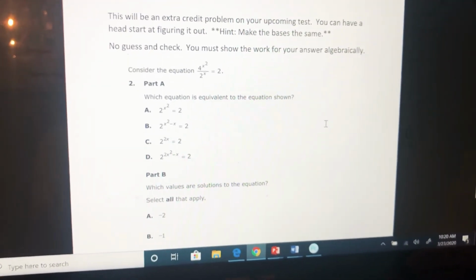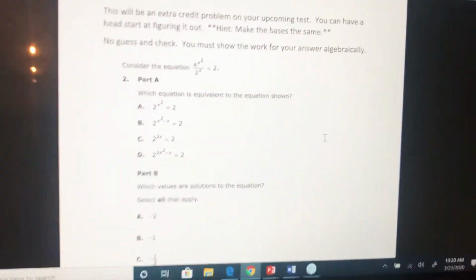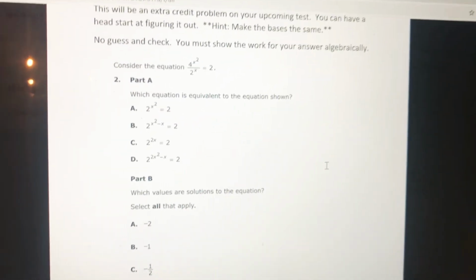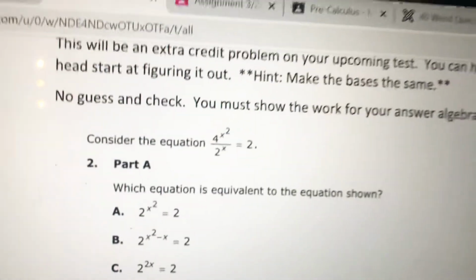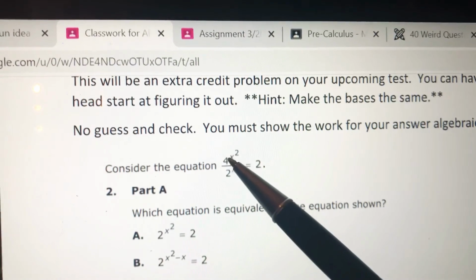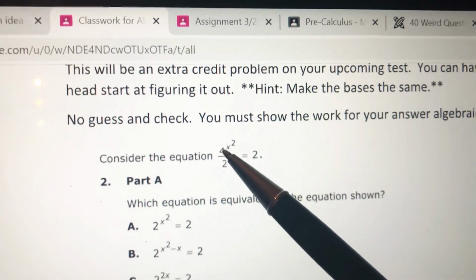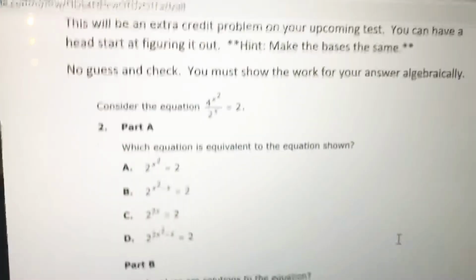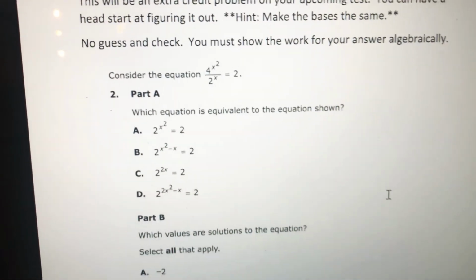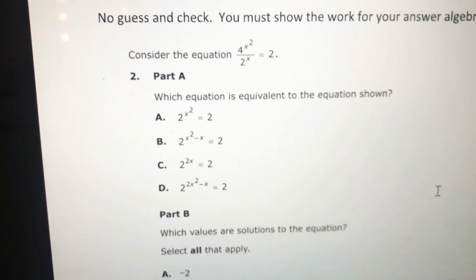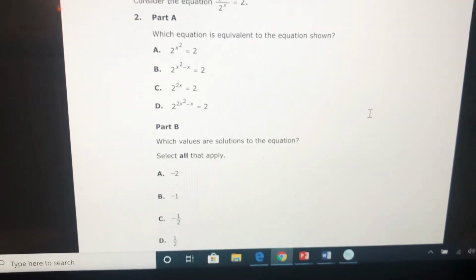be on your next test. So if you did not get it, don't worry about it. I'm not going to show you the answers right now because I wanted to see if you could figure it out. I just gave you a head start. But the hint that I gave you is make these bases the same. So rewrite this 4 as a base 2. Then you're going to use your exponent rules and figure out part A. And then you're also going to use exponent rules to try to figure out part B.